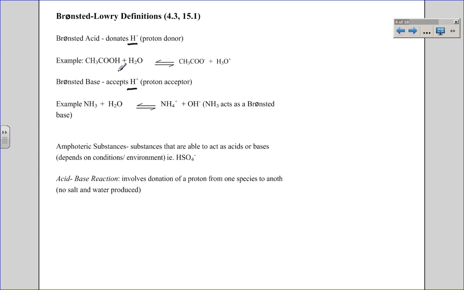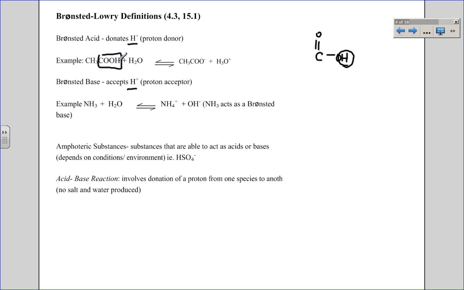So this formula might look familiar to you. This is acetic acid, or vinegar. And this functional group might look familiar to you from our studies in organic chemistry. This is the carboxyl group, and it is the functional group for a carboxylic acid. Carboxylic acids have a proton available for donation.